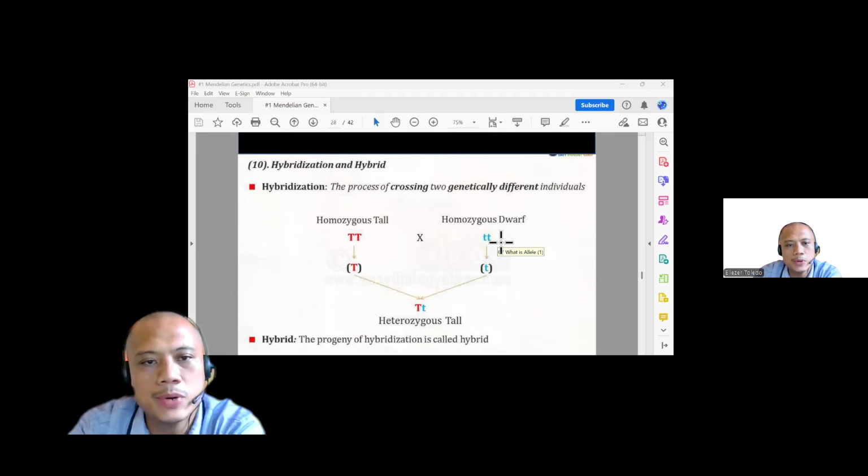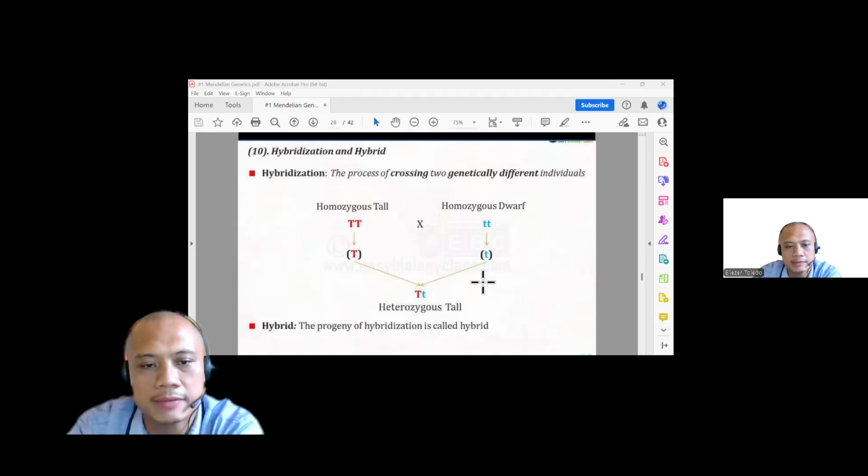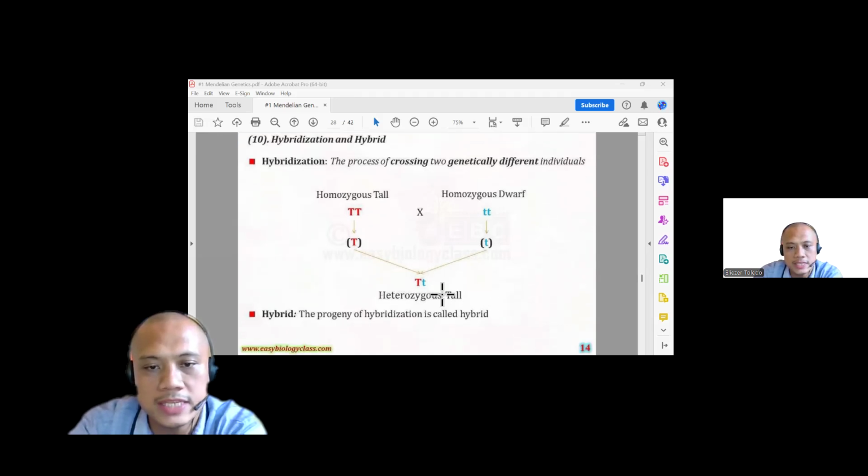Hybridization. These are just terminologies that you need to familiarize. The process of crossing two genetically different individuals. In this case, you have a homozygous tall crossed by a homozygous dwarf, all capital T and two small t. Hybrid, what's the meaning? The progeny of hybridization is called a hybrid. This is now basically a hybrid.